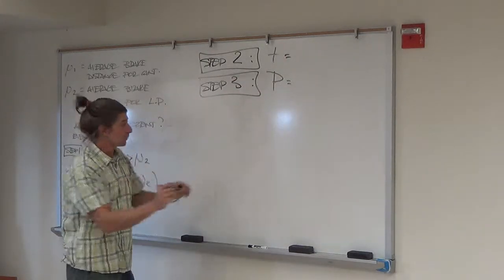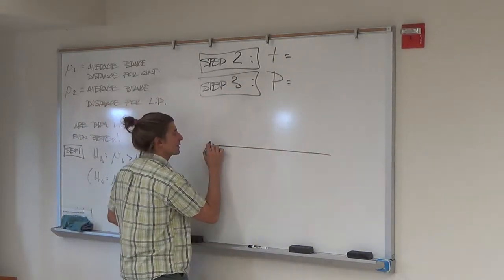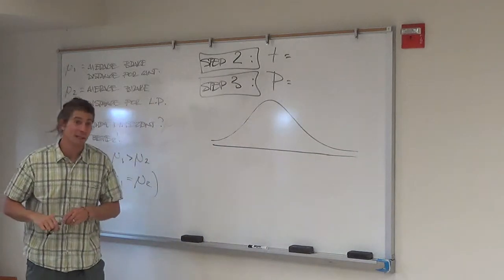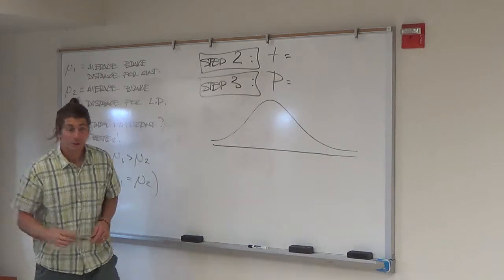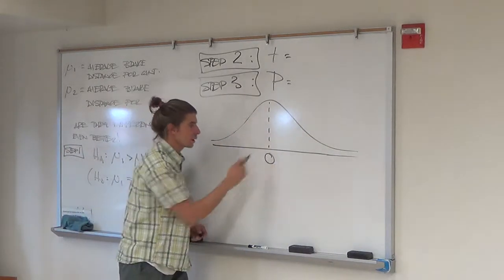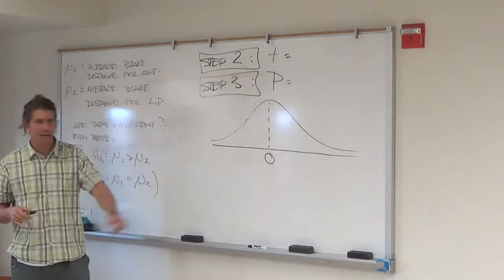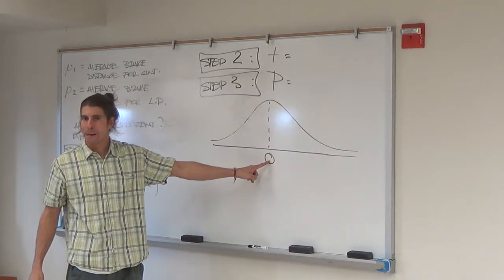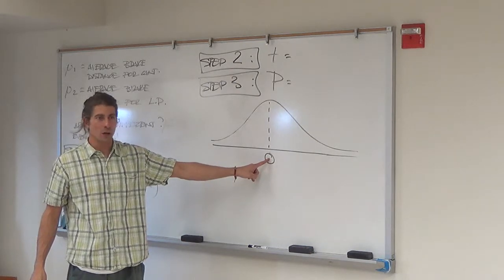Now what I like to do is think about what the sampling distribution is going to look like, because we're going to get a t-value off of this. What number's in the middle? Always? Always. What does it mean if our data lands right there? There's absolutely no difference at all.